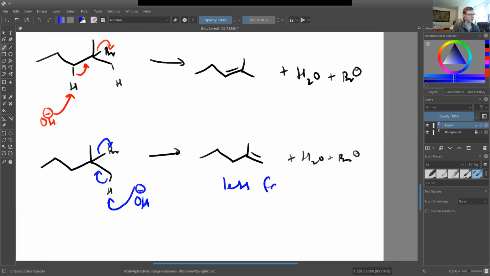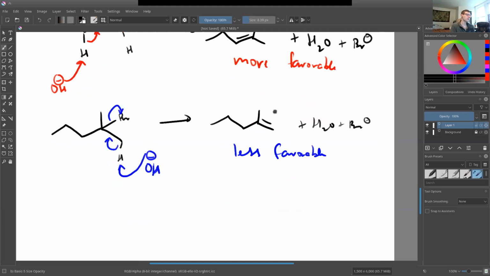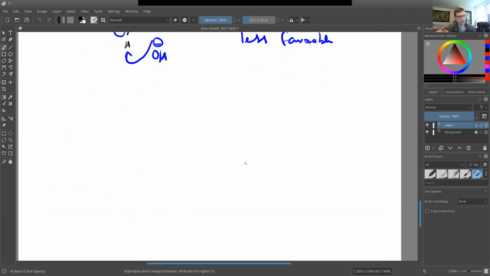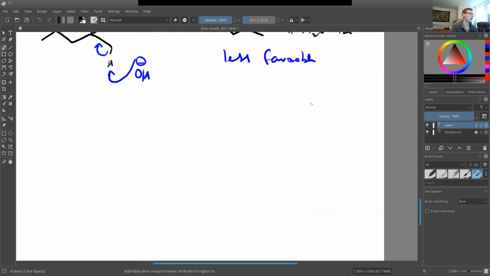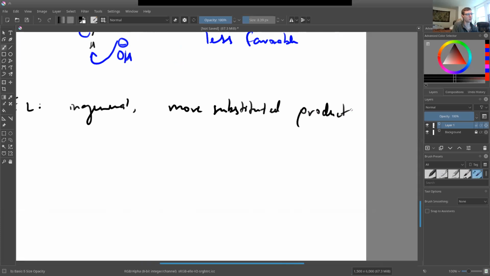But we said that this was less favorable because the double bond is less substituted. And well, we said that this one was more favorable because that double bond is more substituted, and more substituted double bonds are better. Okay. And this line of reasoning, or at least what we did in this problem, is that for E2, in general, the more substituted product wins.